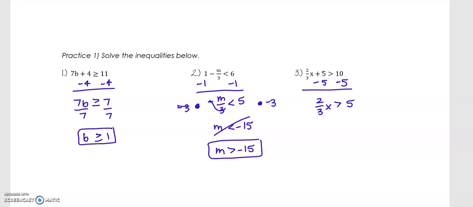Here's that fraction again. I'm going to continue doing the same method we've been doing. To get rid of the fraction, we multiply by the denominator. When I do that, I'll be left with 2x is greater than 15. And then do division here to get rid of that 2. And we can leave it just like that.